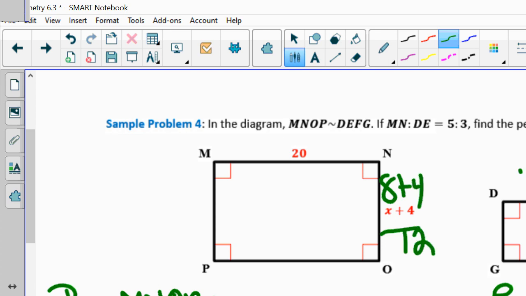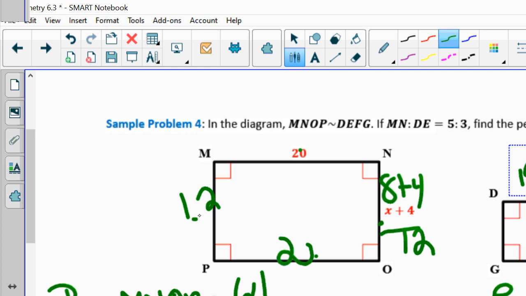Y was equal to 15, so 15 minus 3 equals 12. So the perimeter here, this is 20, this is 20, this is 12, this is 12. So my perimeter is going to be 20 plus 20 is 40, plus 12 plus 12, so we're 40, 50, 64. So the perimeter of MNOP is 64.